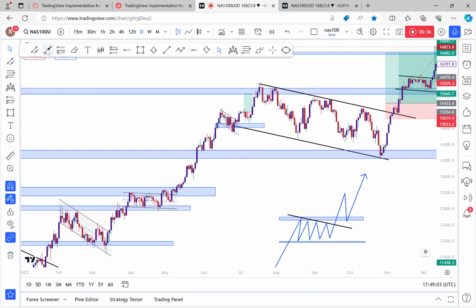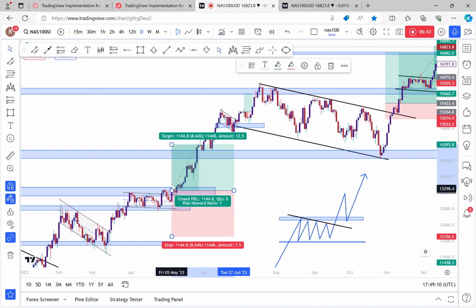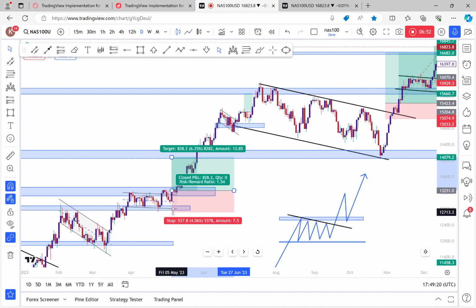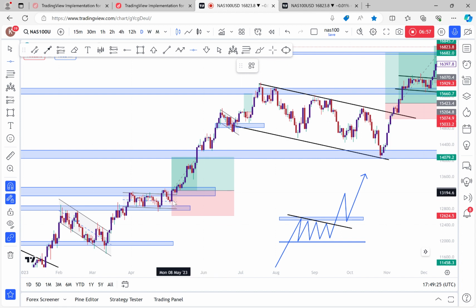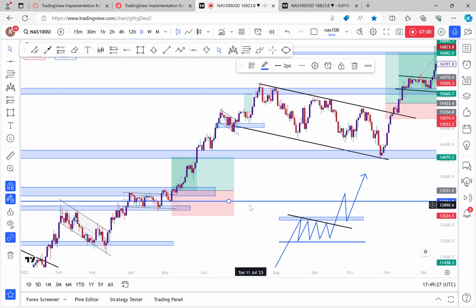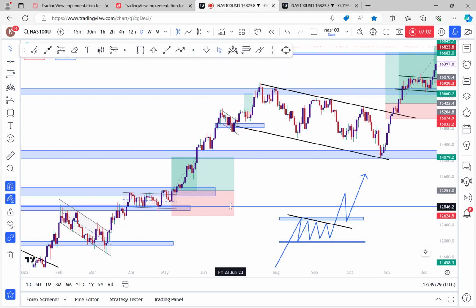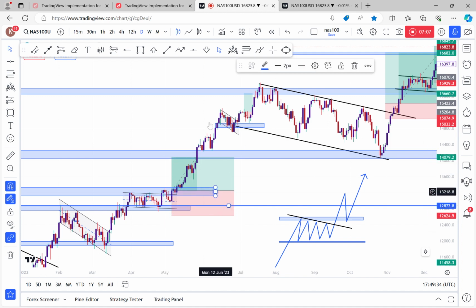Have a look at this as a trader. You enter here, and your target would have been 828 pips. Maybe even the stop loss would be just below. Your stop loss would have been here at this point, below here.